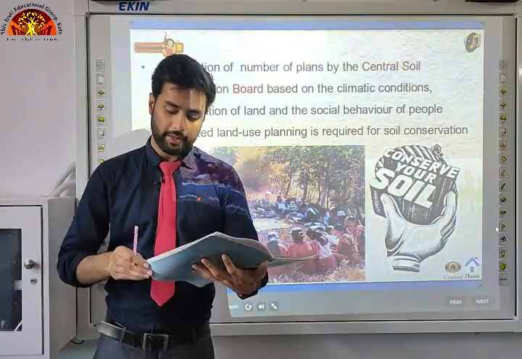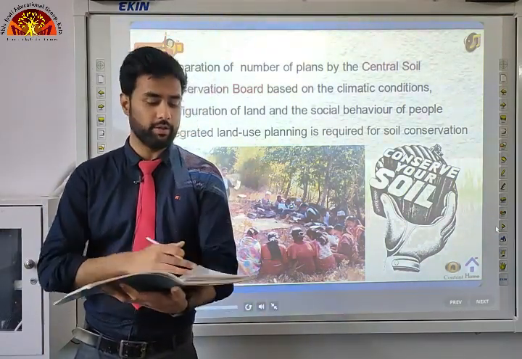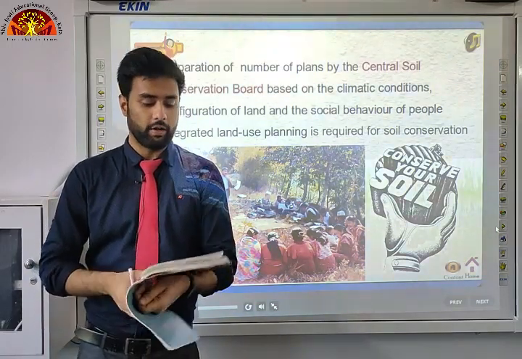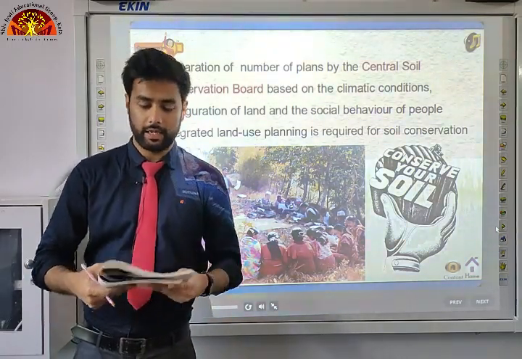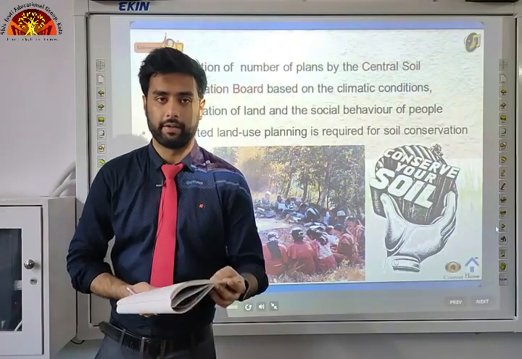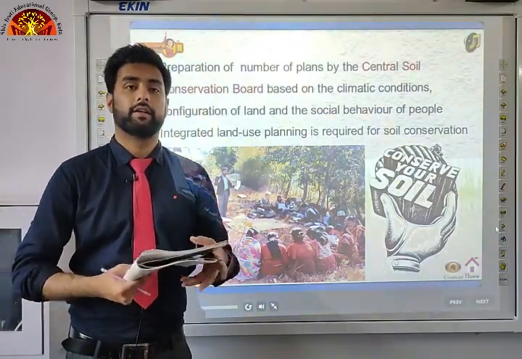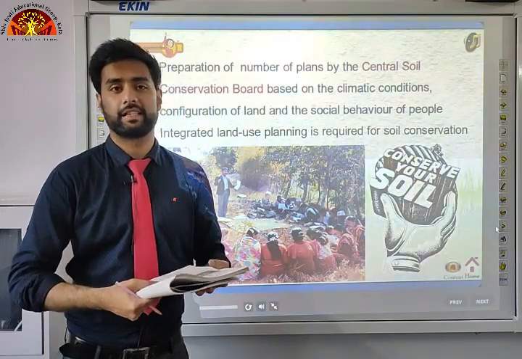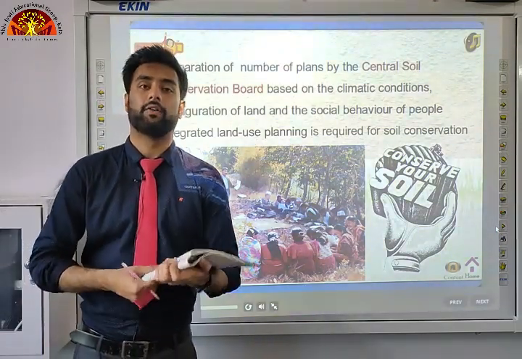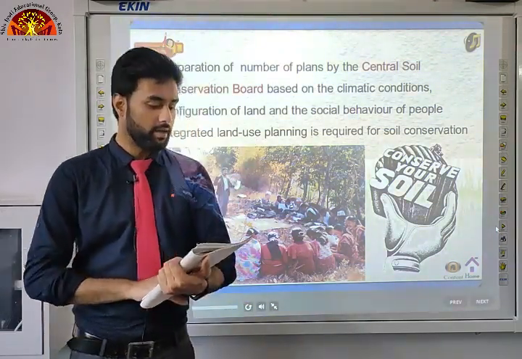Now lands with a slope gradient of 15 to 25% should not be used for cultivation. If at all the land is to be used for agriculture, terraces should carefully be made, right? Terrace cultivation, I hope you all know what is terrace cultivation, in which crops are grown in a terrace-like structure so that water can run through them easily.